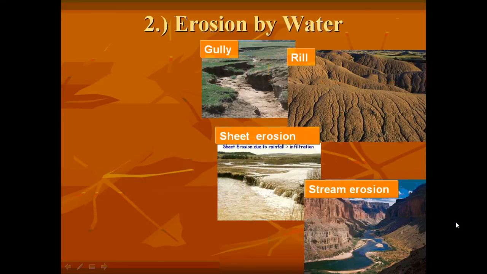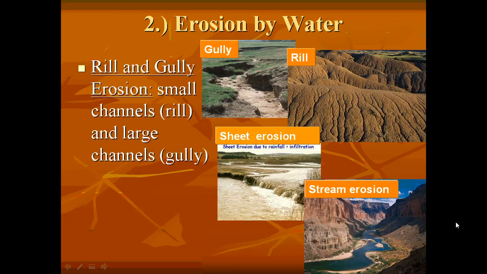The second type of erosion is erosion by water. This can be in the form of rills and gullies. Rills are small channels where water's kind of moved over rocks, carrying away that sediment, or large channels would be like gullies.